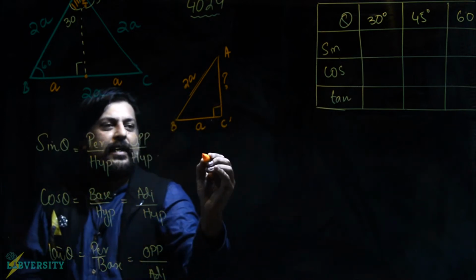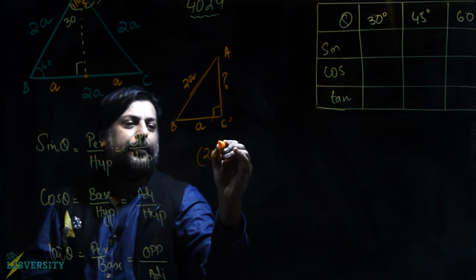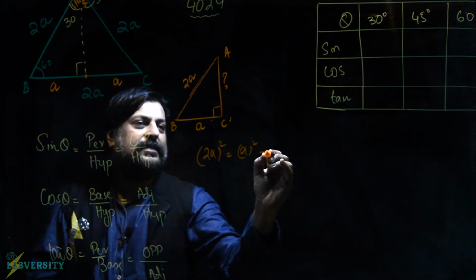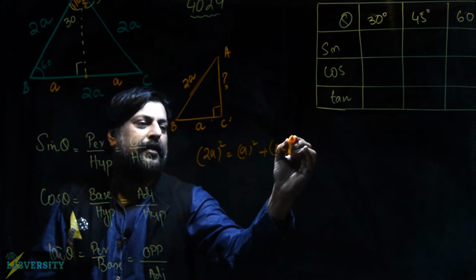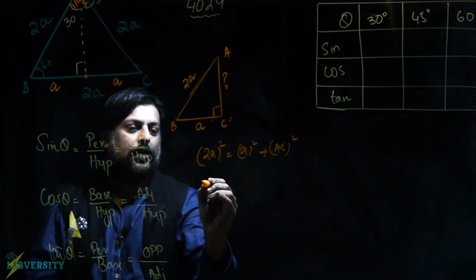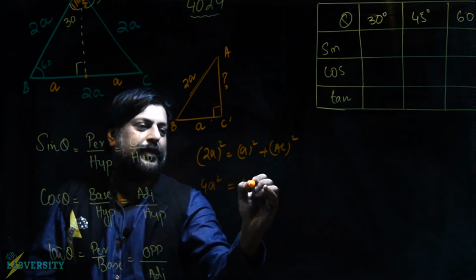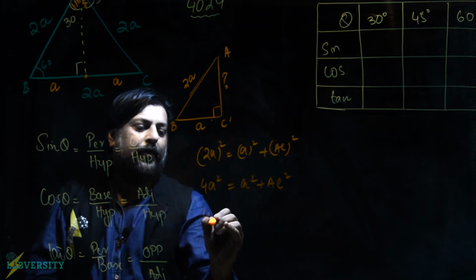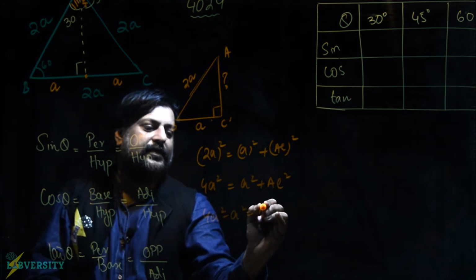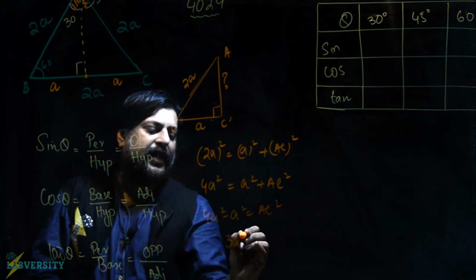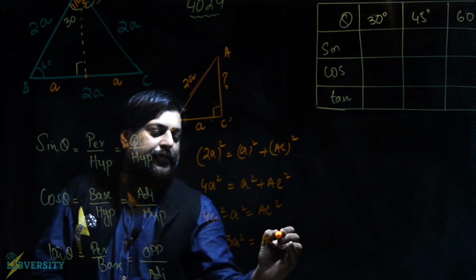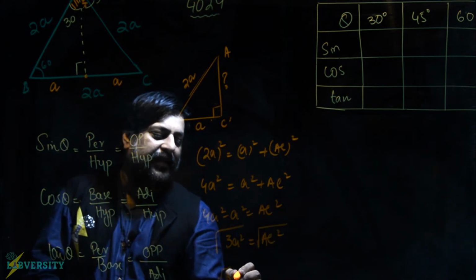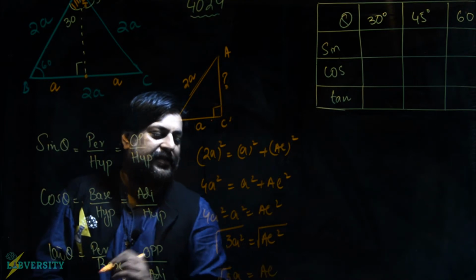Now let's apply it. 2A, which is the hypotenuse, squared is equal to A squared plus AC squared, which is unknown to us. 4A squared is equal to A squared plus AC squared. Now 4A squared minus A squared is equal to AC squared. 3A squared is equal to AC squared. Applying root on both sides, we have root 3 A is equal to AC.